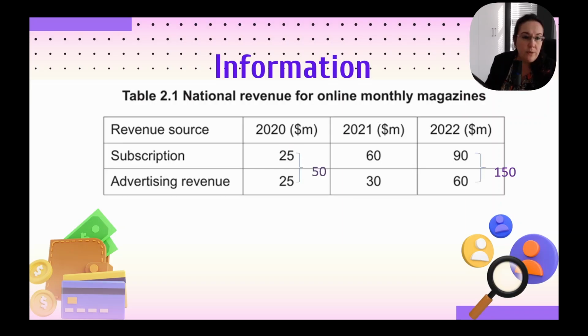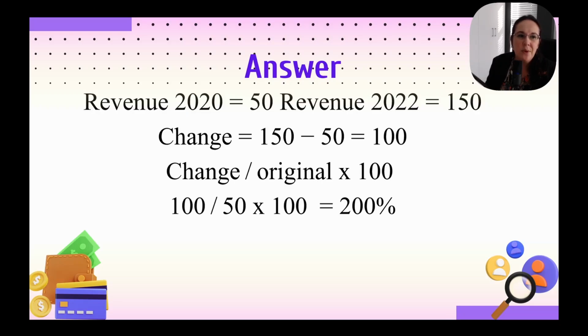Great. So firstly, what we'll need to do is add the revenue. So we have our revenue in 2020, which is the 25. Remember, these are all in millions, but let's say 25 plus another 25 gives us 50. And then in 2022, it was 90 plus 60, which gives us 150 million. So as I showed you, the revenue in 2020 is 50 million and the revenue in 2022 is 150 million.